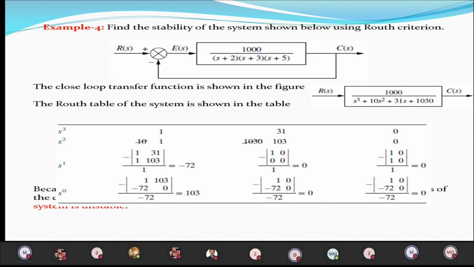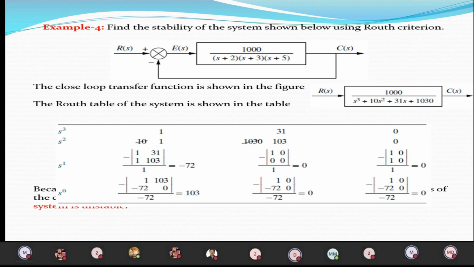You take that as the characteristic equation and then construct the Routh array. Now the highest power of s is 3, which is an odd number, so the coefficients will be taken in decreasing order. s^3 is 1, s^1 is 31, the next element is not available so 0, then for s^2 the coefficient is 10, and s^0 is 1030.